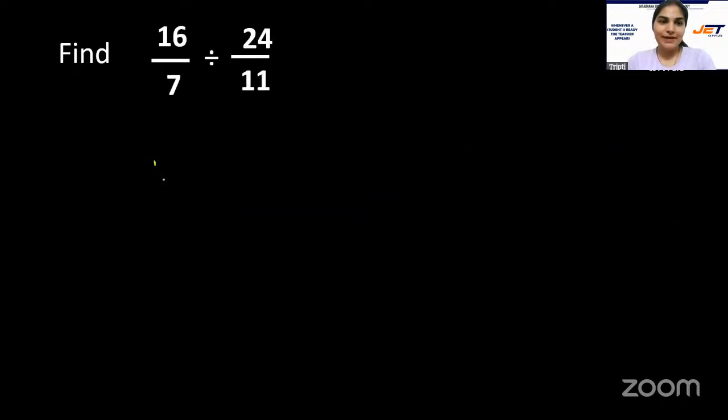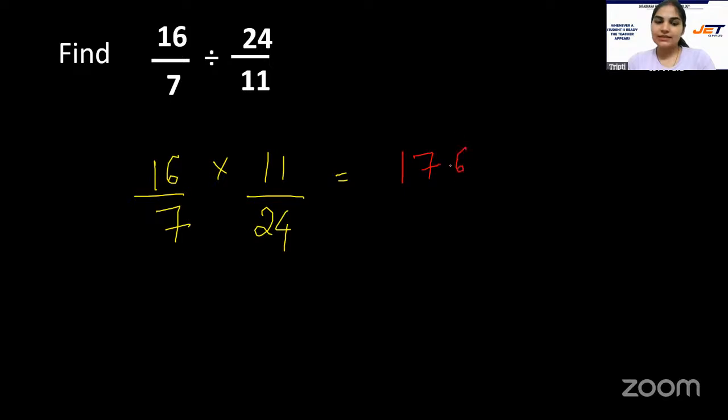Next, 16 by 7. Keeping the fraction, changing the sign, and then doing the reciprocal. Calculate it fast. What will be the answer? 16 times 11, 176. And then 7 times 24 is 168.